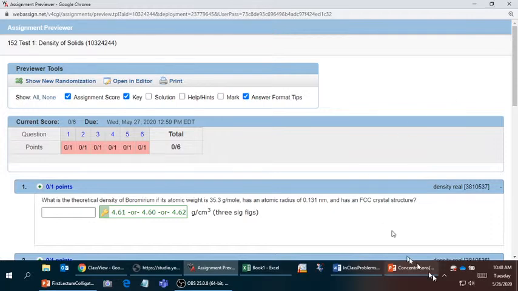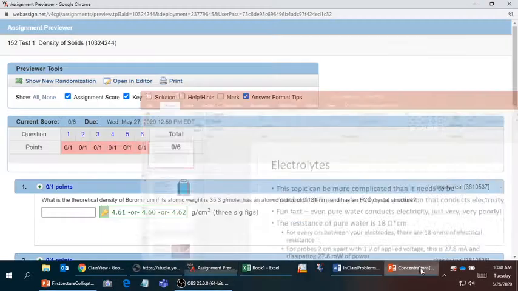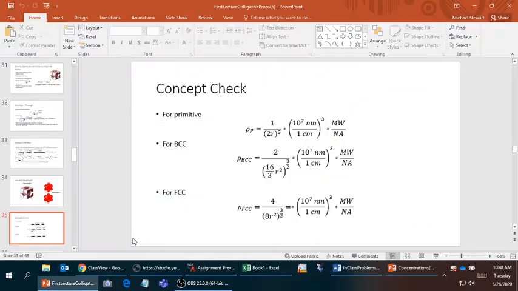So if we go to the formulas, for an FCC, it's 4 over 8 r squared raised to the 3/2 power times 10 to the 7th over 1 to the 3rd power times the molecular weight over Avogadro's number.